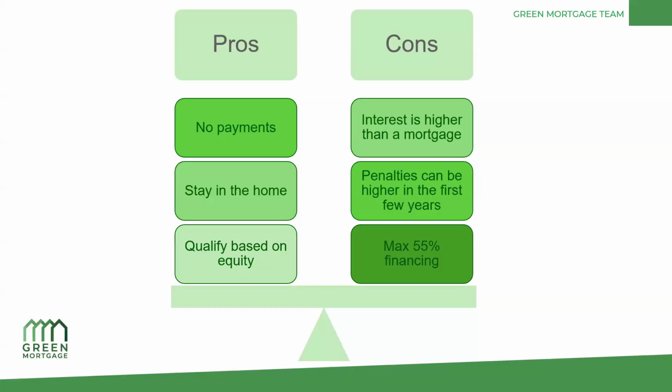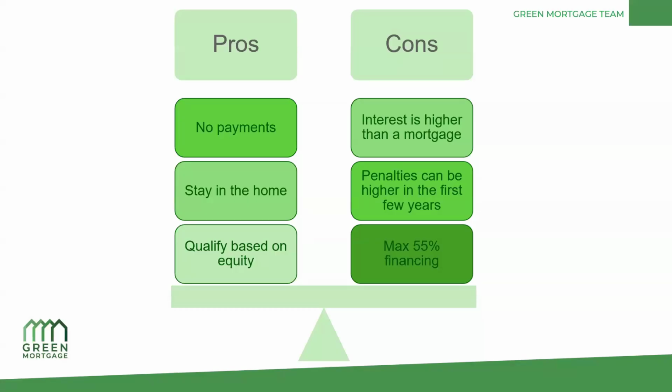The interest rate is higher than a regular mortgage. It's in the mid sixes instead of the low fours like a standard mortgage. And so in some cases, if you can afford the payments, it may still make sense to do a standard mortgage. Also, the penalties are typically higher than a standard mortgage, especially in the first few years.